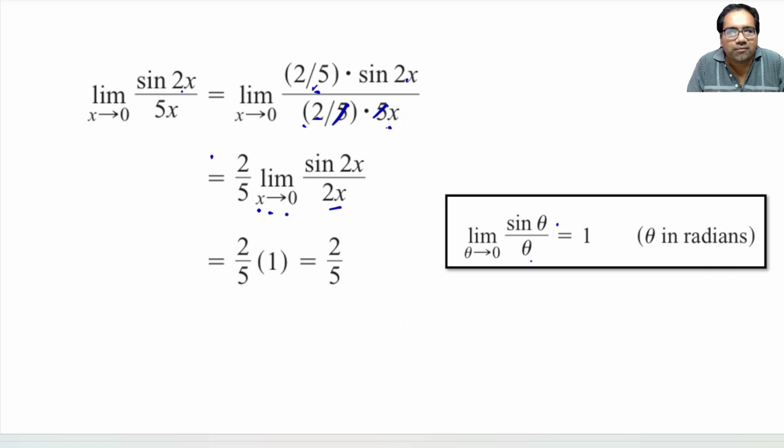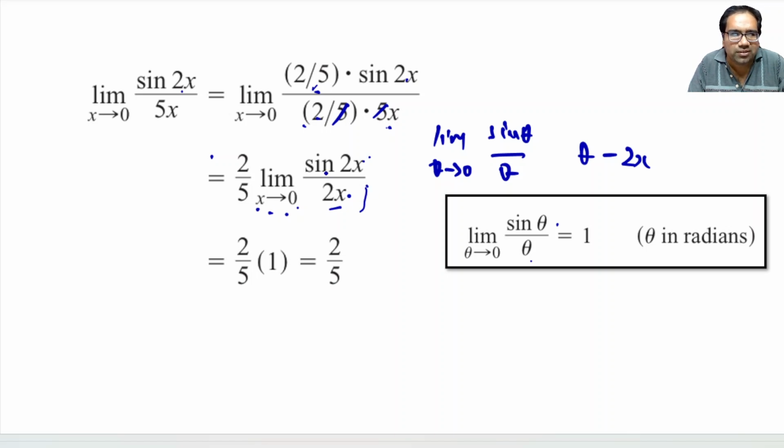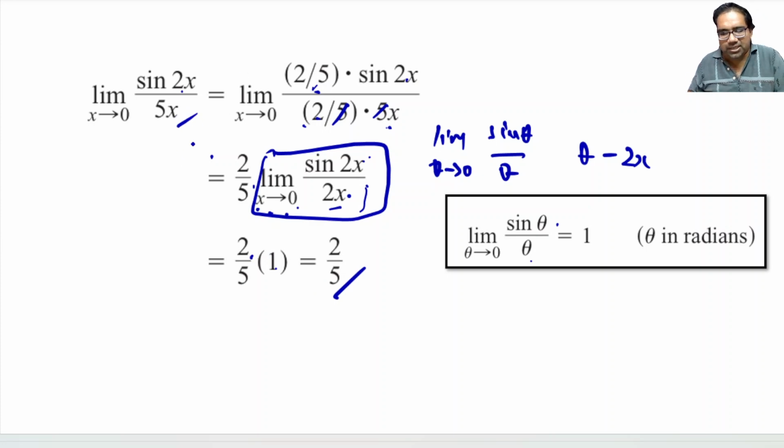Now, when x tends to 0, obviously 2x also will tend to 0. We can write this as limit theta tends to 0, sine theta by theta, where theta is 2x. Otherwise, you don't even need to write it. It is understood because x tends to 0, that means 2x also tends to 0. So the limit of this part will be equal to 1. So 2 by 5 into 1 is equal to 2 by 5. Okay, this is a very simple application.